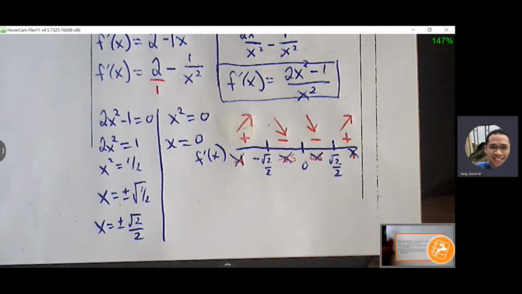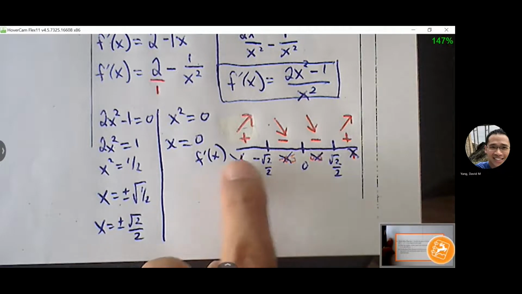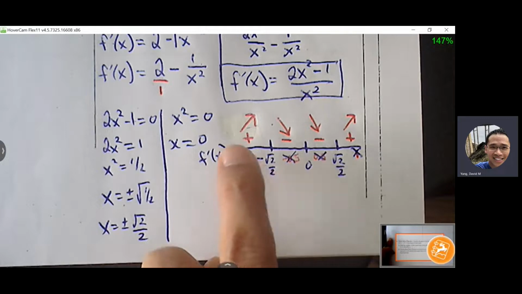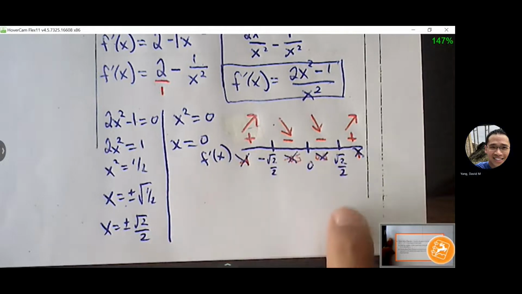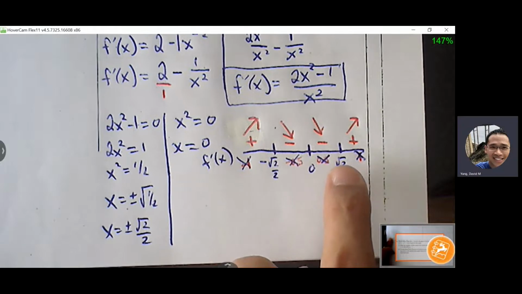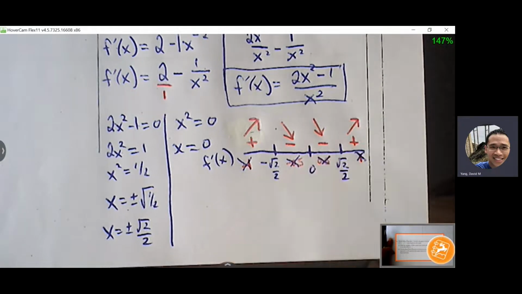Okay, do we have any relative max or relative min? What do you expect at negative root 2 over 2? Relative max, because f prime changes from positive to negative. Okay, and then what happens at root 2 over 2? Relative min, because f prime changes from negative to positive. Okay, so practice writing out those statements and focus on your because statements, because that's what students tend to leave out.